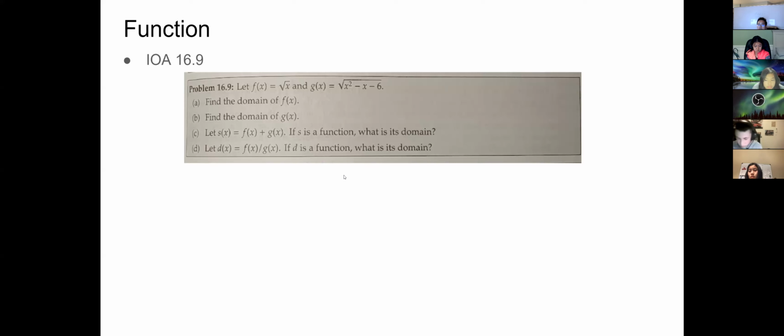But is it okay if I do it? Of course, yeah. Okay, so f of x over g of x is root x over the square root of x squared minus x minus 6. For the numerator to be satisfied, x has to be greater than or equal to 0. For the denominator to be satisfied, x has to be greater than or equal to 3, or x has to be less than or equal to negative 2. But the denominator can't equal 0 because that would make it undefined.